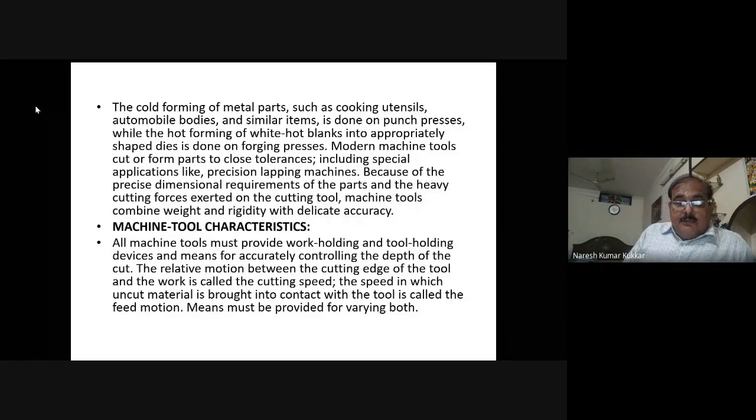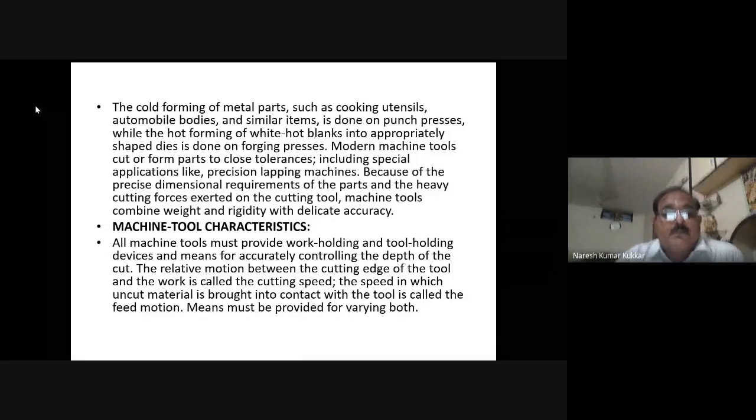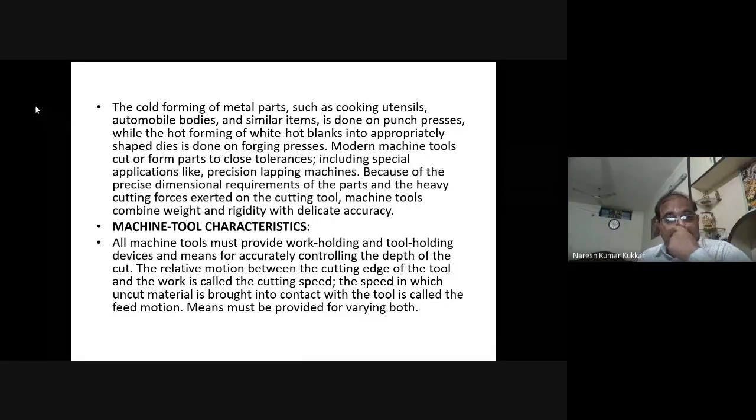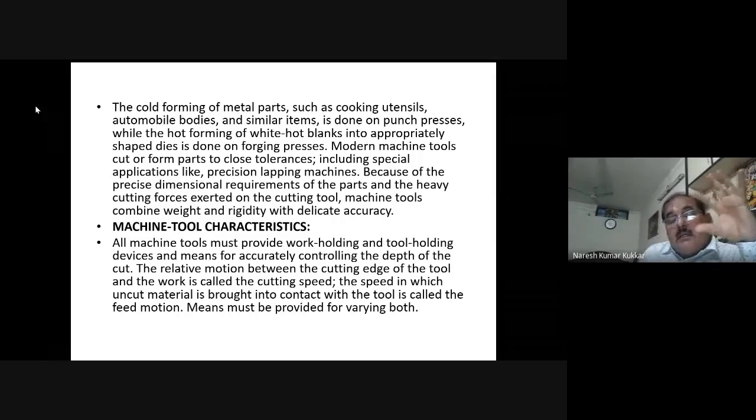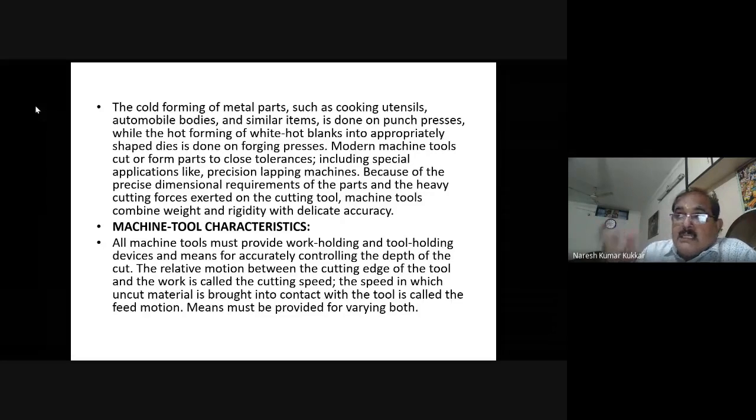And which characteristics are required for this? Our machine tool must provide work-holding and tool-holding devices. Work holding means, like in a lathe, there is a job which is held. Second is tool-holding devices, opposite to the job. And it needs means for accurately controlling the depth of cut, meaning how much cut is required as per design.